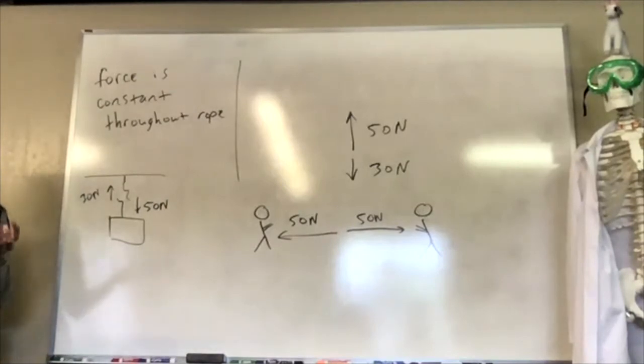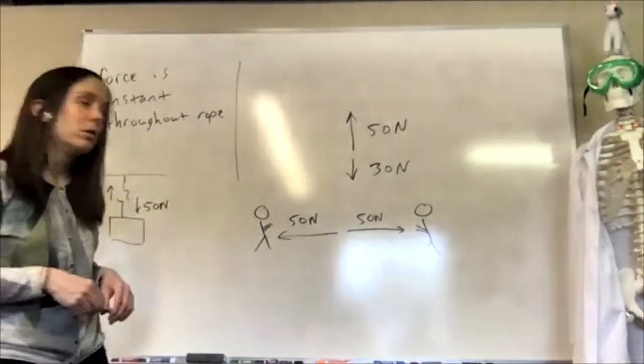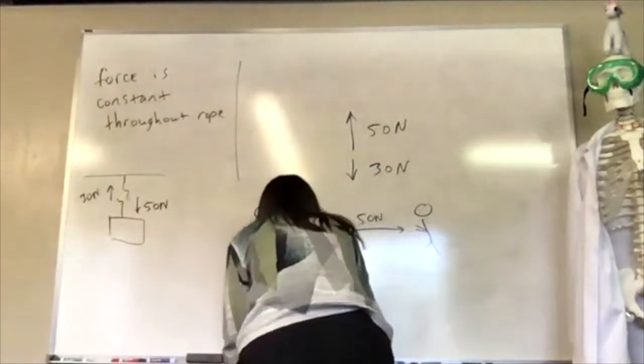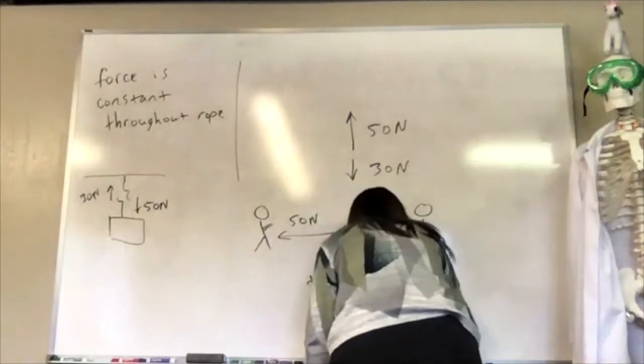Think back to what you did yesterday in the experiment. You did something really similar to this. What did you see in your experiment? Based on that, what do you think this would be? Yeah, exactly 50. So the tension in the rope would be 50, not 100.